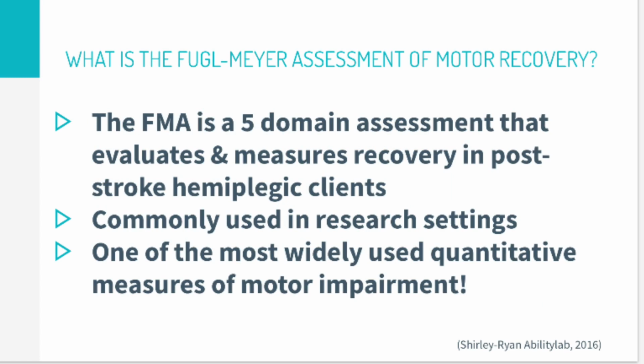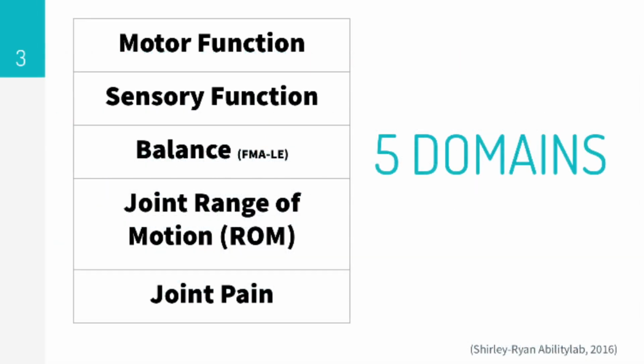FMA is a 5-domain assessment that evaluates and measures recovery in post-stroke hemiplegic clients. It is commonly used in research settings, and it is one of the most widely used quantitative measures of motor impairment. The FMA has 5 domains, including motor function, sensory function, balance, joint range of motion, and joint pain.